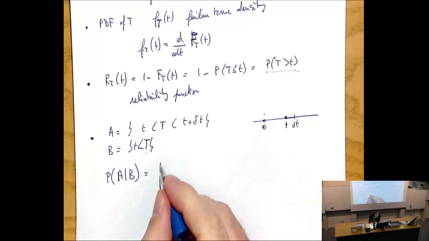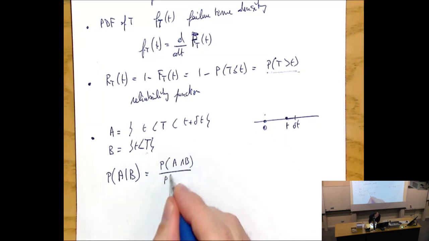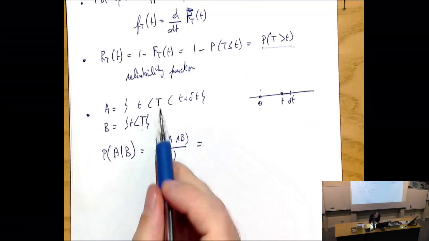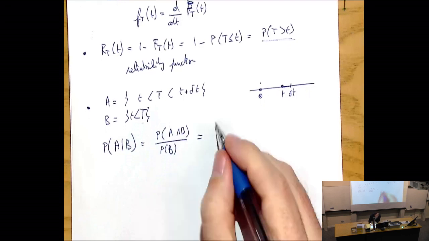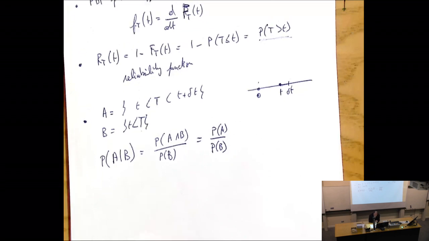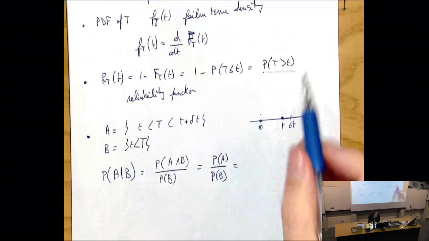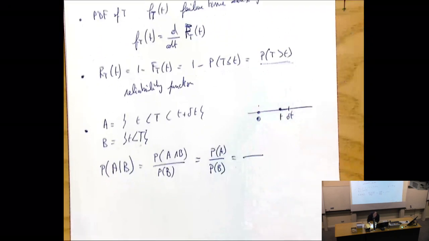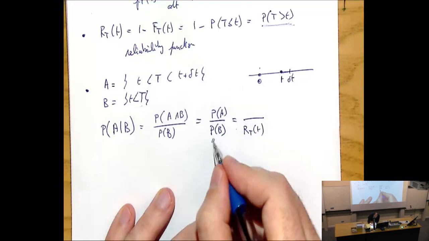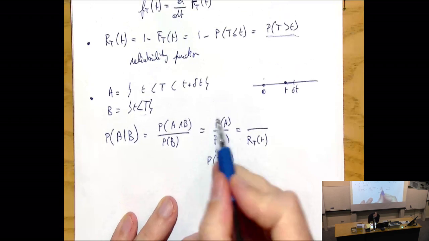So this is the probability of A intersection B divided by the probability of B. Given that A is included in B, this is the probability of having A divided by the probability of having B. So what is the probability of having B? Well, this is nothing else than what we had here. That's the reliability function. This is nothing else than P of t larger than t. And what do we have here?